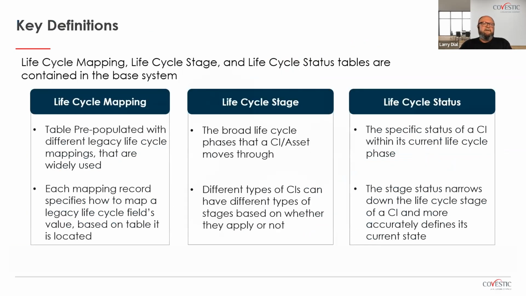Some key definitions here. We have the lifecycle mapping table, the lifecycle stage table, and the lifecycle status table. The lifecycle mapping is a table pre-populated with different legacy lifecycle mappings, and it's very widely used. The lifecycle stage table is a broad lifecycle phase of the CI status as it moves through different stages of the lifecycle. The lifecycle status table shows the specific status of a CI within its current lifecycle phase.